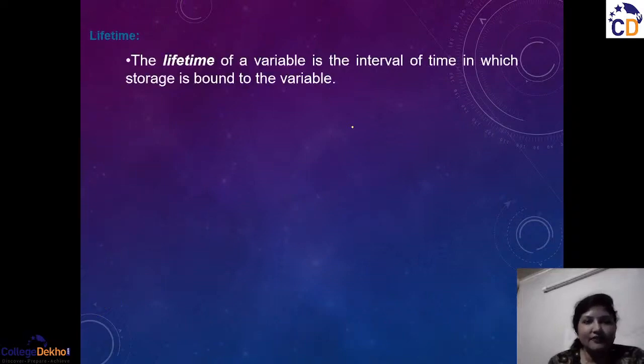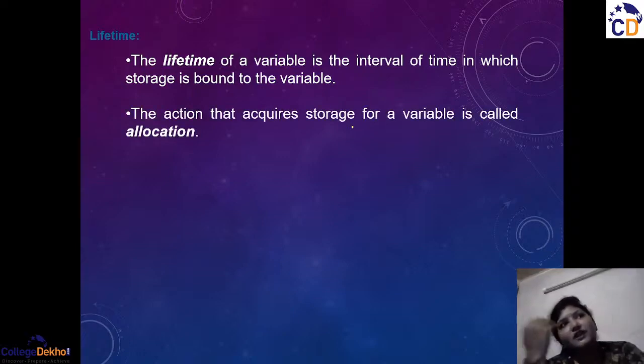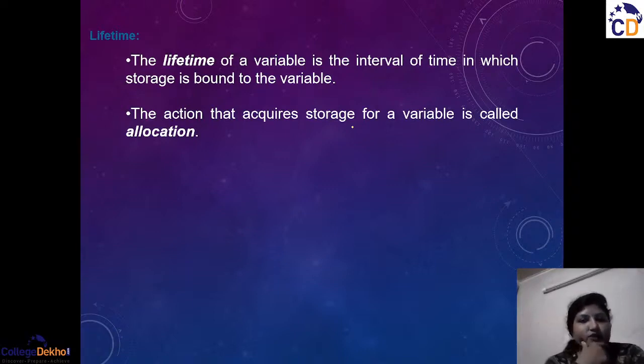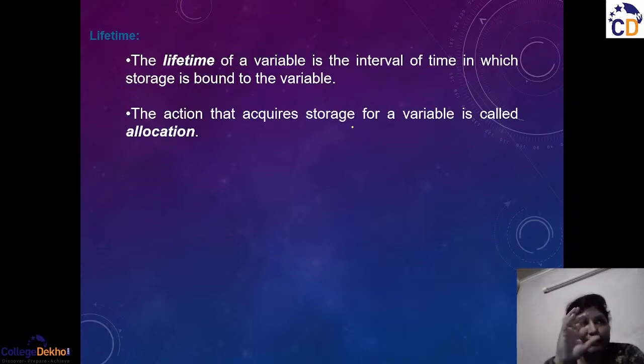Then let us see what a lifetime is. The lifetime of a variable is the interval of time in which storage is bound to the variable. What is the lifetime? It means how much time it exists in the program, right? The action that acquires storage for a variable is called allocation. When you put some value into the variable, it is allocated some memory. If you are taking an integer, some bytes are stored; if it is a character, a different number of bytes are stored. So according to the type of data, it acquires the storage in the memory, right?